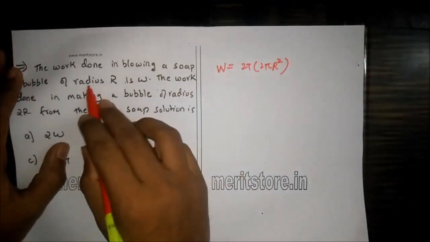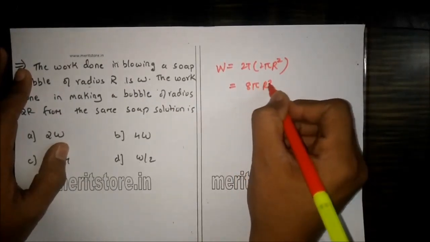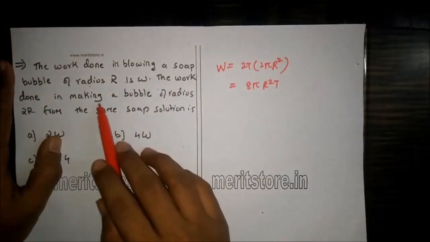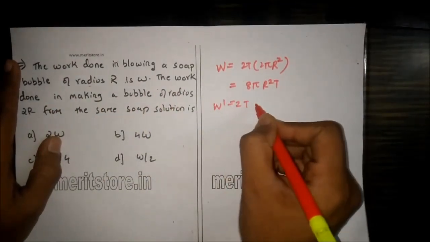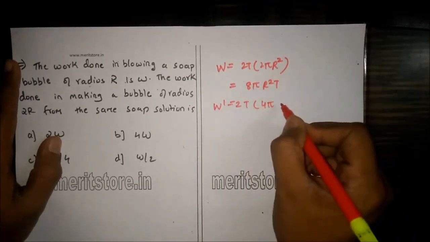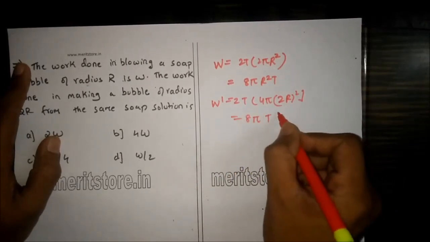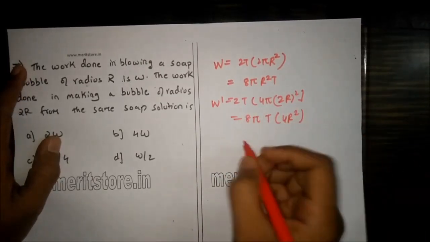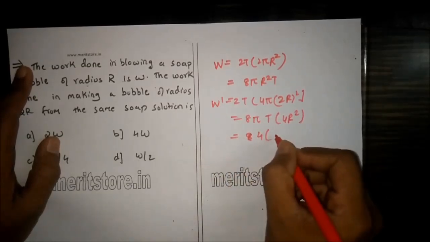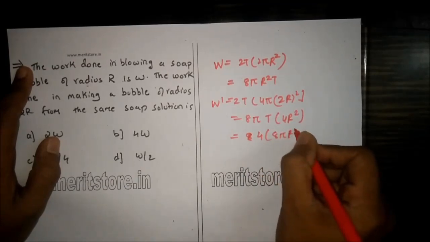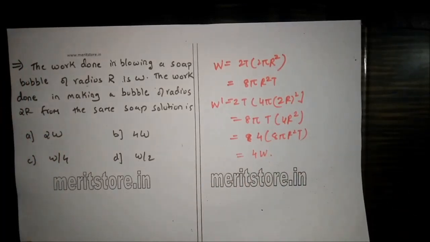Now here for the radius r, work done is W, so this is W for radius r, which is equal to 8 pi r square T. Now the work done in making a bubble of radius 2r, therefore W1, will be equal to 2T into 4 pi and radius will become 2r, the whole square, which is equal to 8 pi T into 4r square. We can take 4 common and we'll get 8 pi r square T, which is 4 into W. Therefore here the correct answer will be option B.